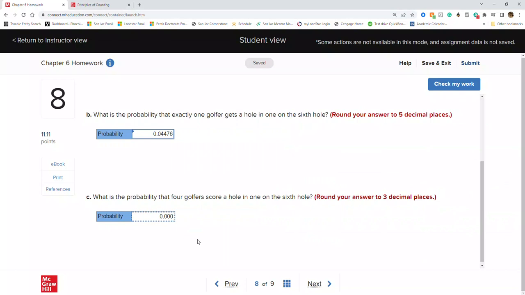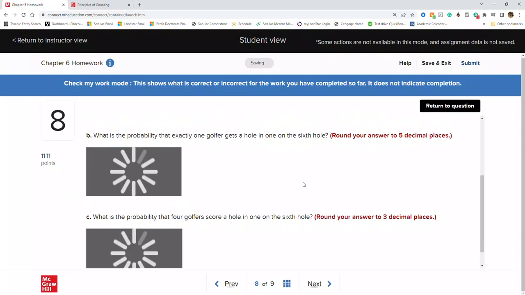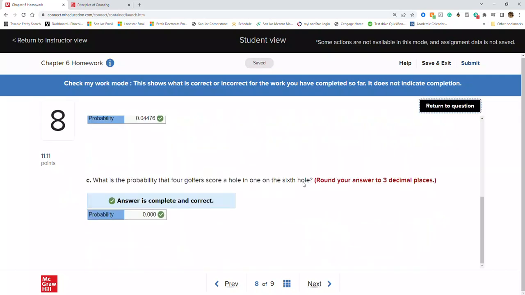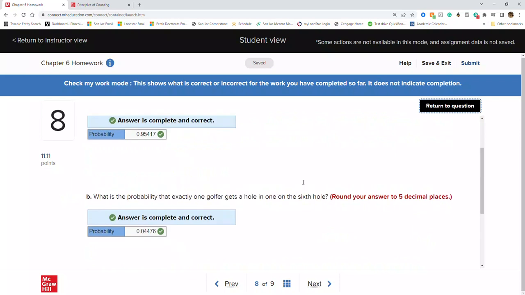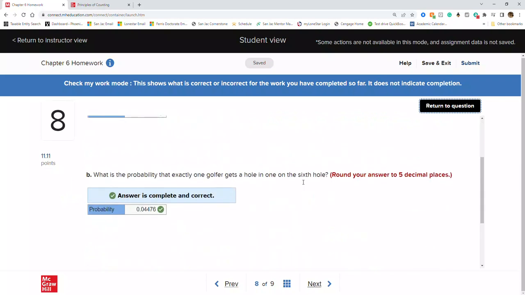Can it happen? Yeah, it still can happen. You can beat the odds. It just happens the odds for this one for 4 is 0, but it happened. And that's really it for this golf one.